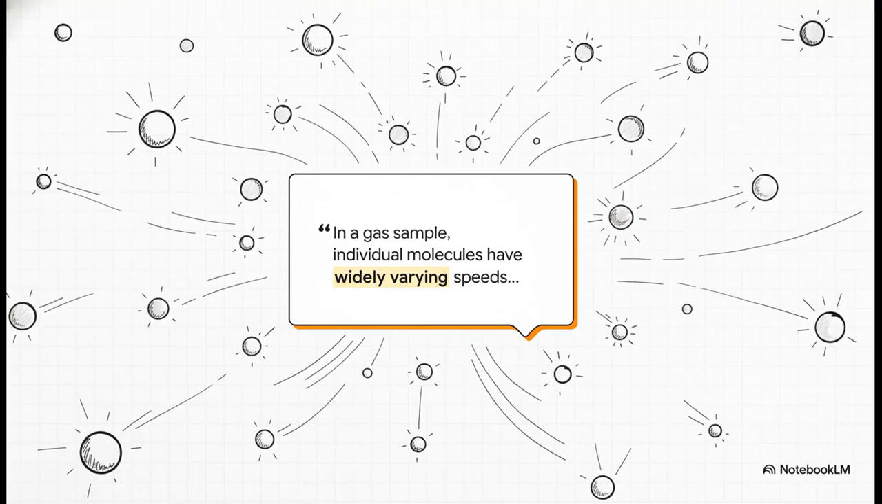See, I keep saying average for a reason, because in any sample of gas, you have this huge range of speeds. You've got some molecules that are basically race cars, moving incredibly fast. You've got others that are just kind of plodding along, and most are somewhere in the middle. It's a whole distribution of speeds, not just one.